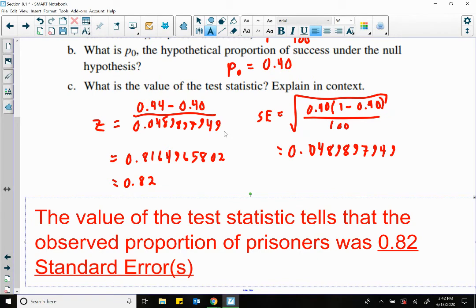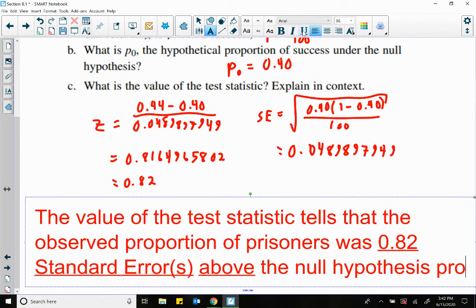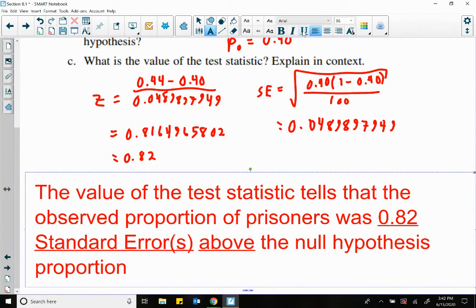Okay, and then the final blank that you got now is a drop down. You'll either say above or below. Well, it's positive, so that means above. If that was a negative z-score, you would have selected below. The null hypothesis proportion of prisoners. There you go. Again, all this wording that I put out here, that's what they have. You'll be filling in the blanks. Okay? So you got 3 blanks.